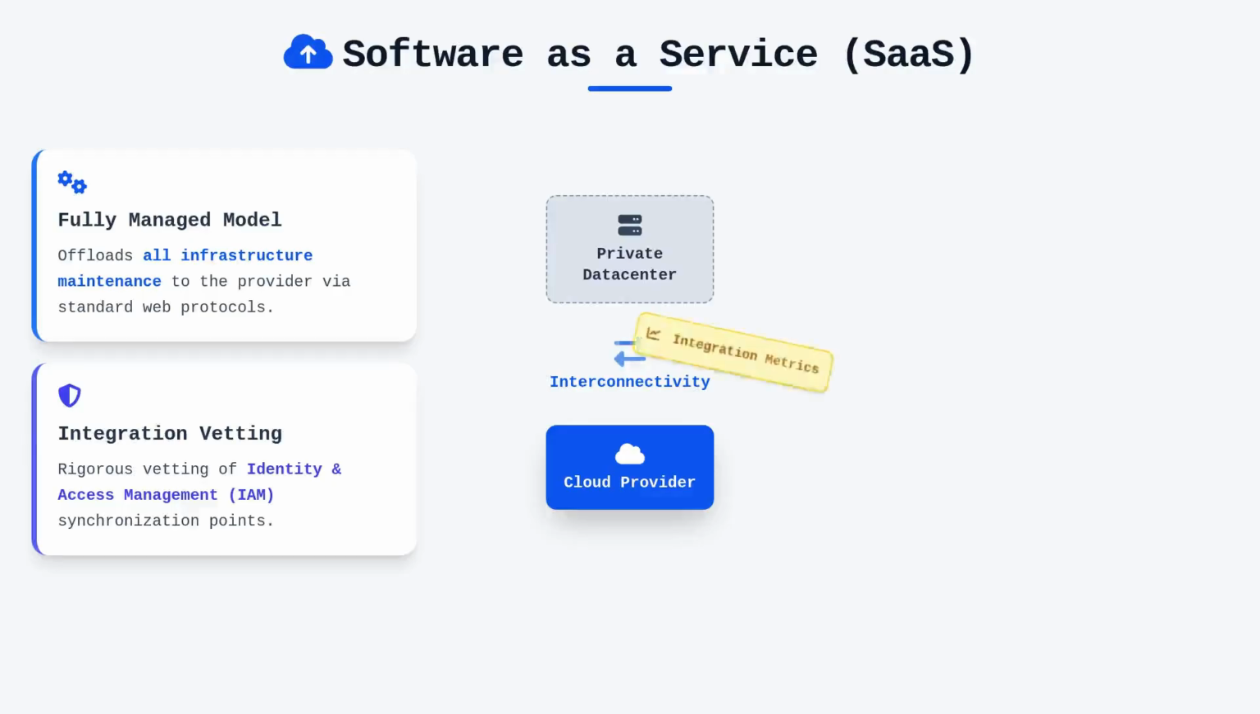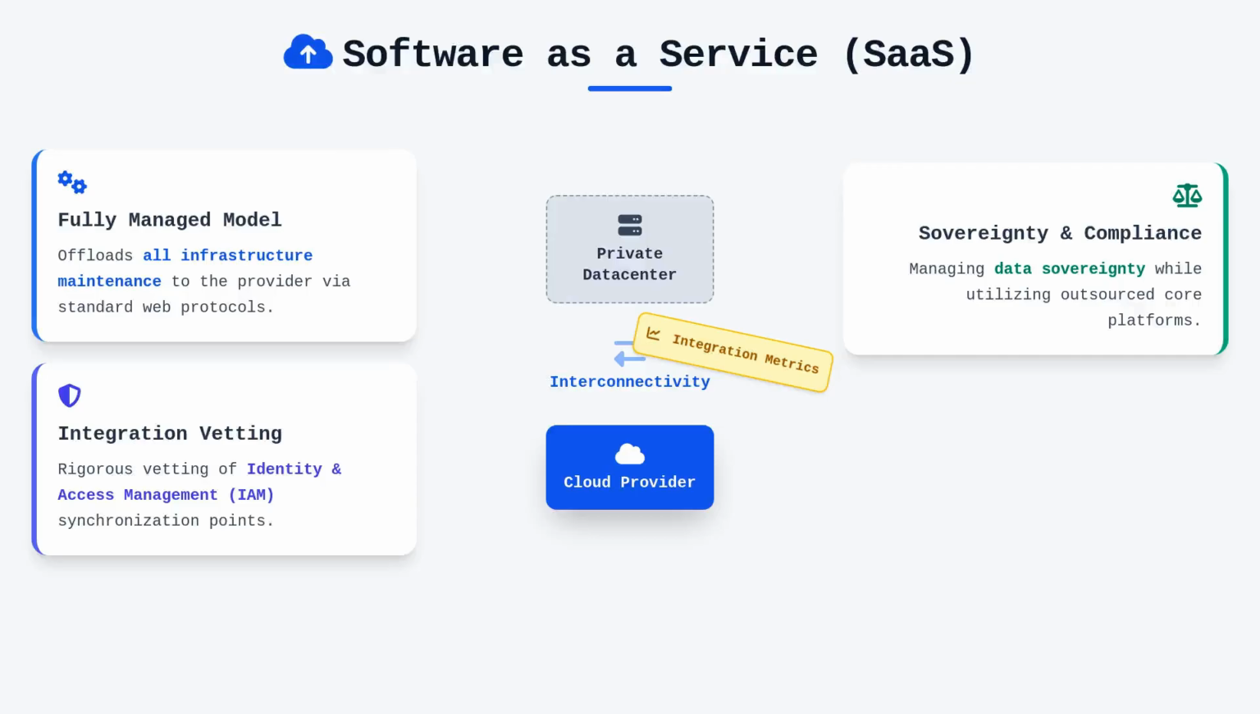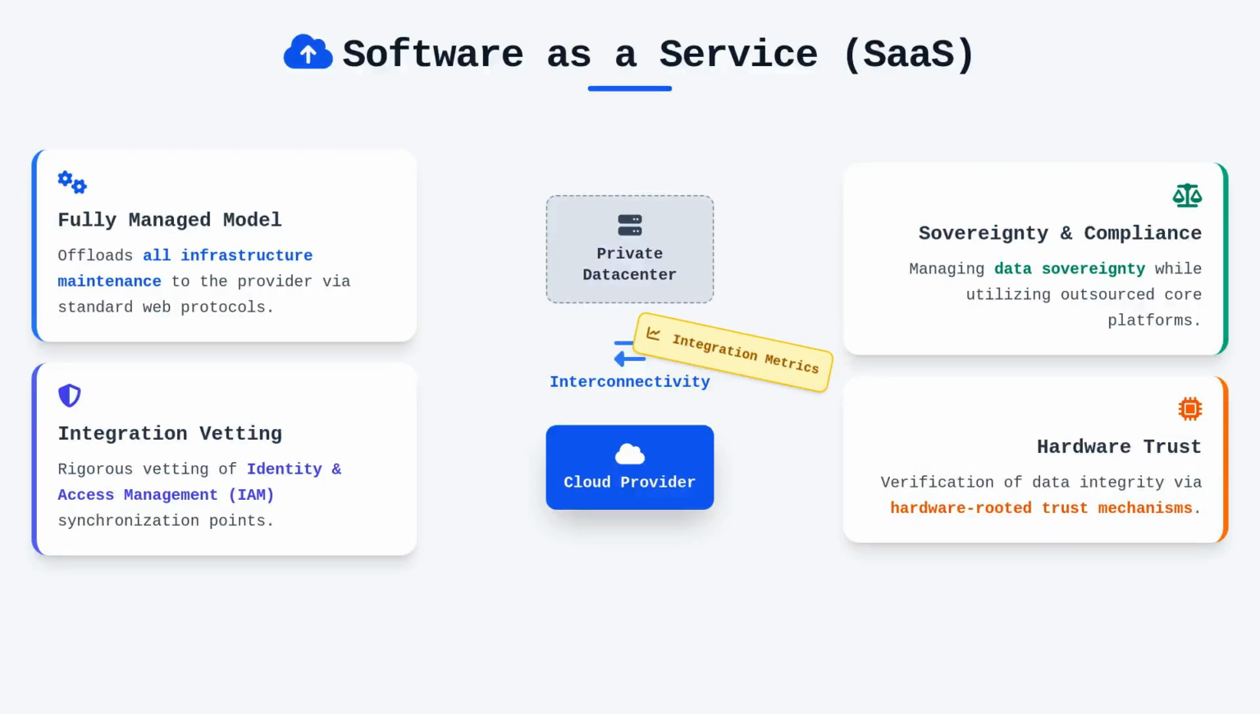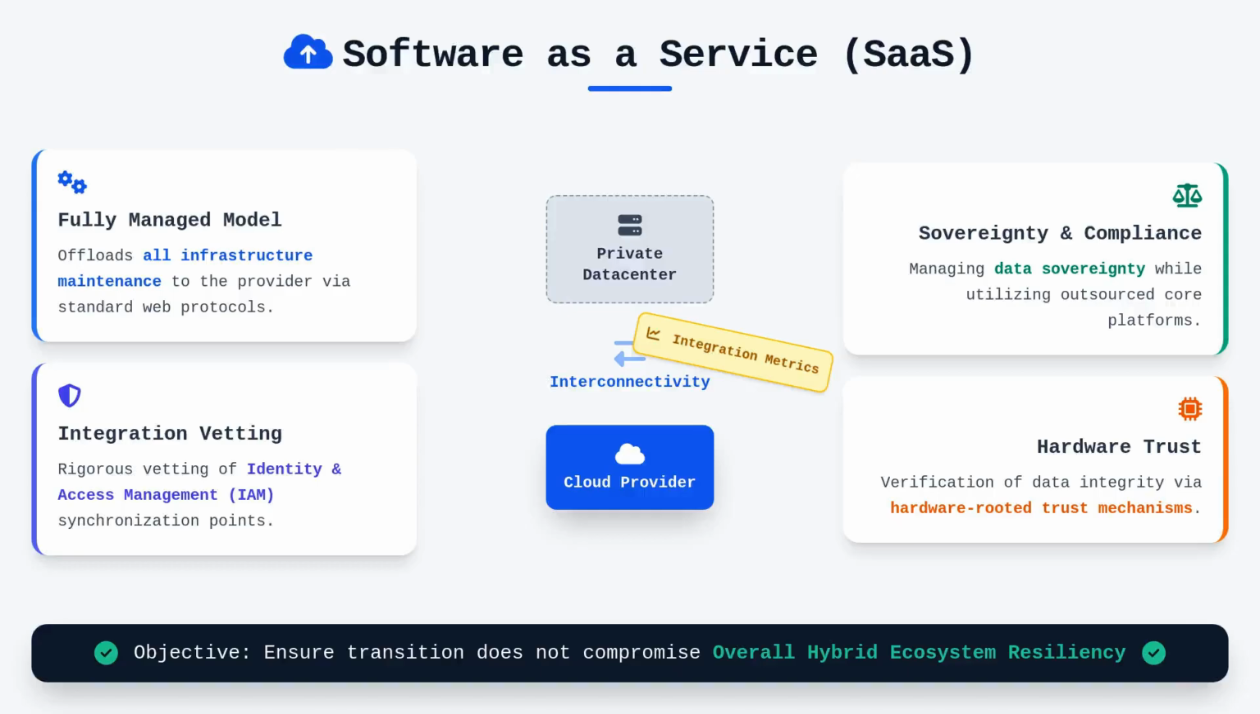We look at integration metrics to ensure that data flows are not interrupted by network fabric instabilities or firewall security policies. The primary challenge in a hybrid implementation is maintaining data sovereignty and compliance while relying on outsourced platforms for core business functions. You need to be familiar with how these models interact with hardware-rooted trust mechanisms to verify the integrity of the data being processed. Ultimately, the objective is to ensure that the transition to any as-a-service model does not compromise the overall resiliency of the hybrid ecosystem.